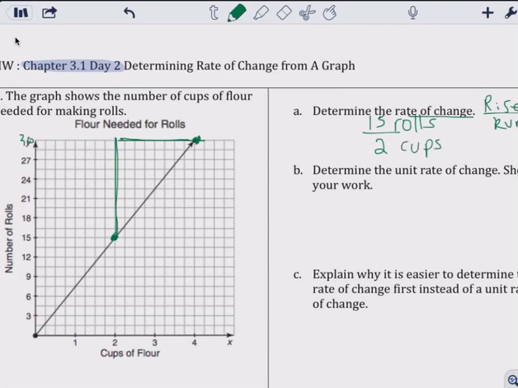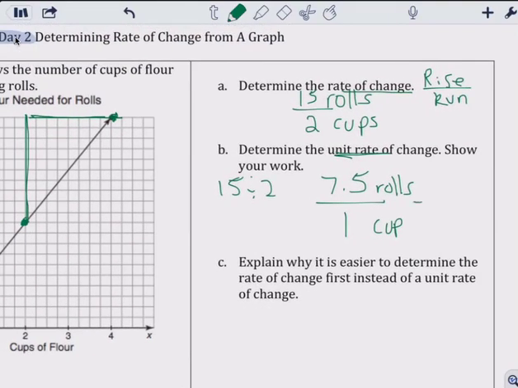Okay. Determine the unit rate of change. Unit means 1. So 15 divided by 2, you should see 7.5 rolls for 1 cup. That doesn't make sense. You can't make 7.5 rolls. So you need to round, throw away that half of a roll, or make a whole one. So 7 rolls for 1 cup.